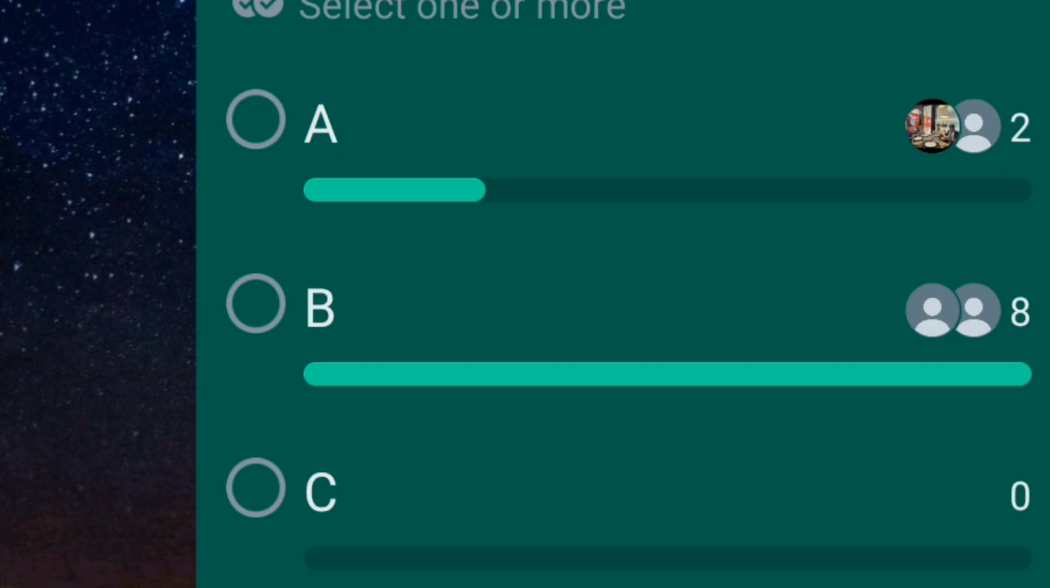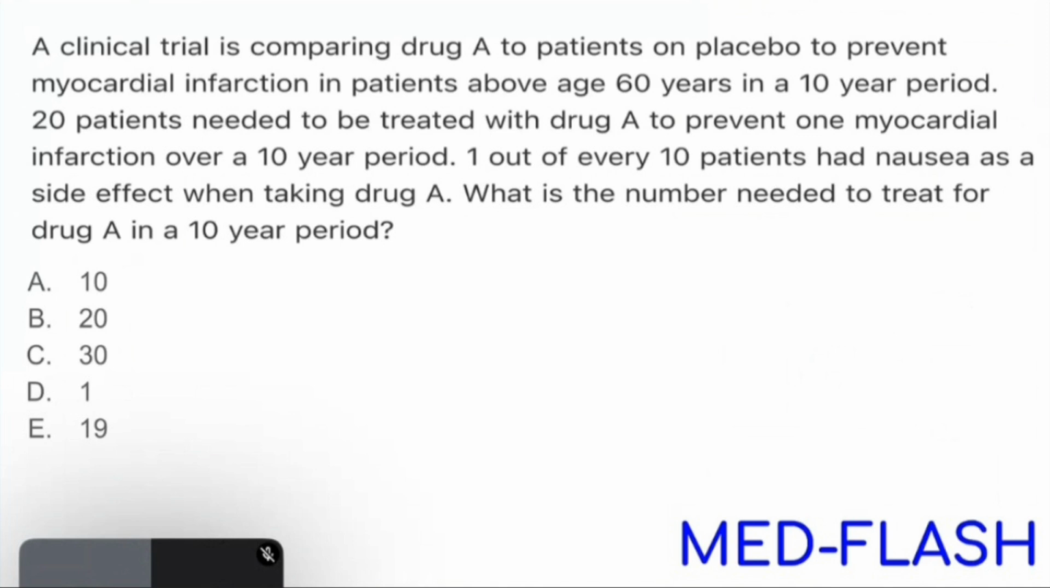One more question. A clinical trial is comparing drug A to placebo to prevent myocardial infarction in patients above 60 years of age over a period of 10 years. 20 patients needed to be treated with drug A to prevent one myocardial infarction over a period of 10 years. From this very line, 20 patients needed to treat, we know that it is giving us the answer. It is the number needed to treat, which is 20.